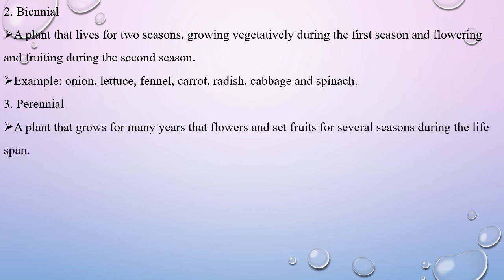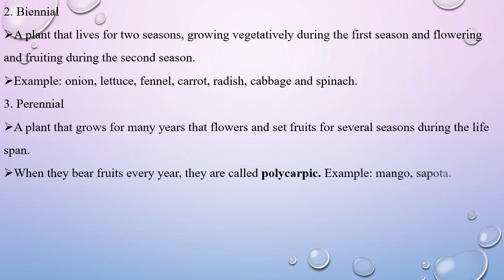Given the plant, it will be surviving for 5 years, 10 years. Even there are some examples we can give of plants which live for 450 years and above. So these plants are said to be the perennials. They will be bearing fruits every year, and these plants are also said to be polycarpic because throughout the lifespan, it will be bearing the flowers and fruits. So it is called the polycarpic. Examples for the perennials are mango, sapota, etc.